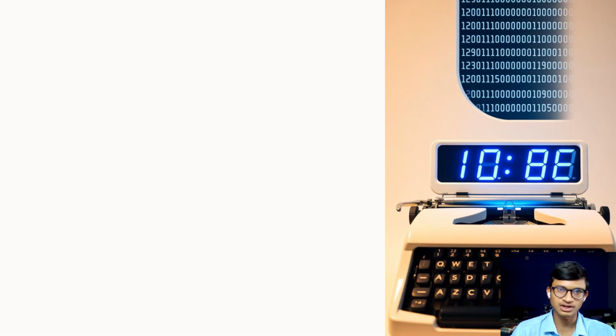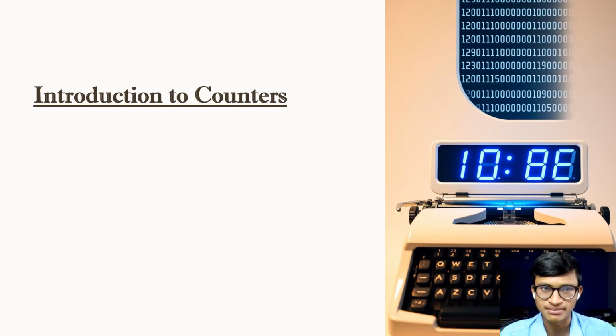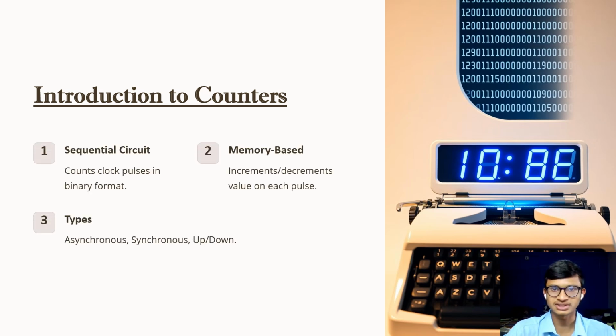Let's begin with what a counter really is. A counter is a sequential circuit, meaning its output depends not just on the present input but also on the past state. It has memory. It works by counting clock pulses and representing the count in binary format. Counters can either increment or decrement with each pulse, and there are many types: asynchronous, synchronous, up counter, down counter, and up and down counter. These types serve different timing and control purposes in different systems.